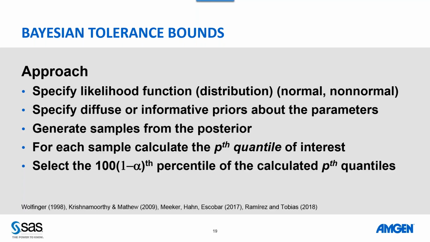Then Krishnamurthy and Mathew, that's the book I mentioned, Statistical Tolerance Regions, in 2009. Meeker and Hahn, that's a great book on statistical intervals. I used it throughout my career. There's a new edition that came out in 2017, and Professor Escobar is now one of the authors there. They included Bayesian techniques there. And then Randy Tobias and I gave a presentation at the Quality and Productivity Research Conference in 2018 on calculating tolerance bounds using Bayesian techniques. And some of the examples that we're going to present here come from there. So those are some of the references, and you'll see them at the end.